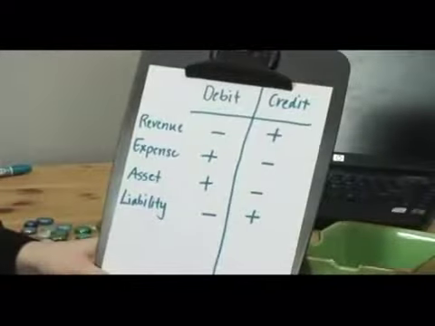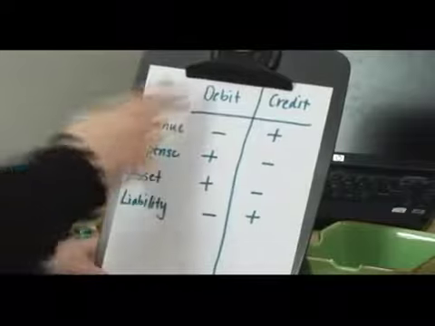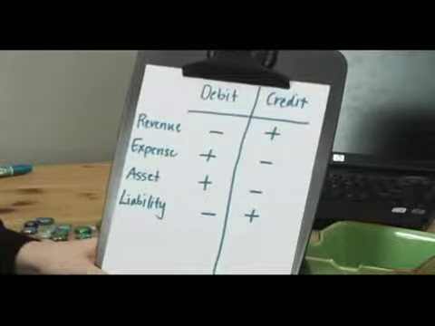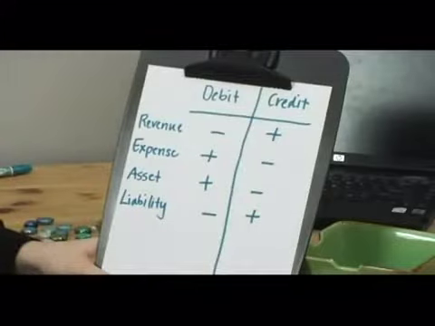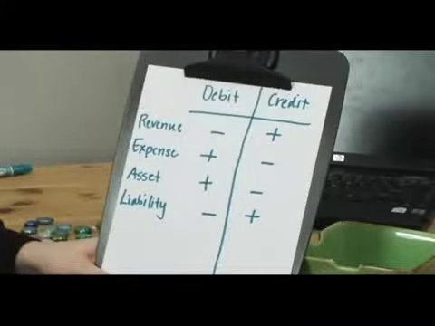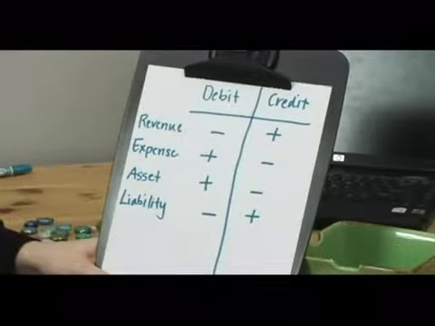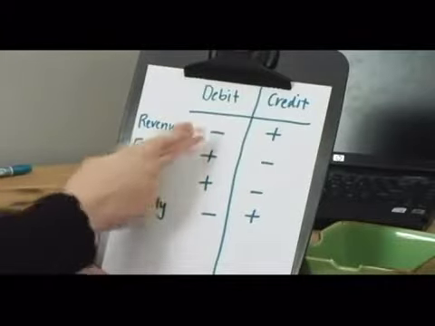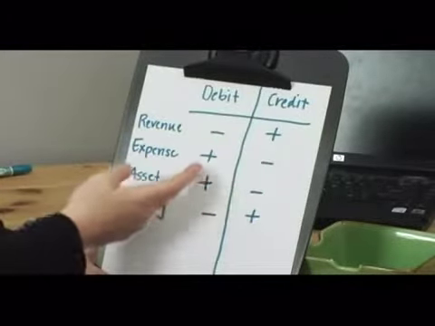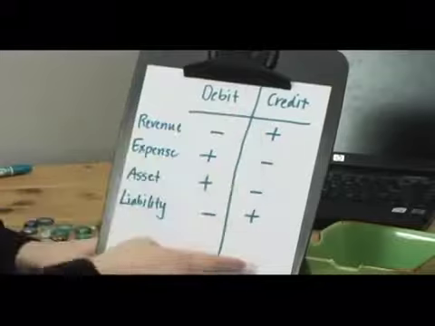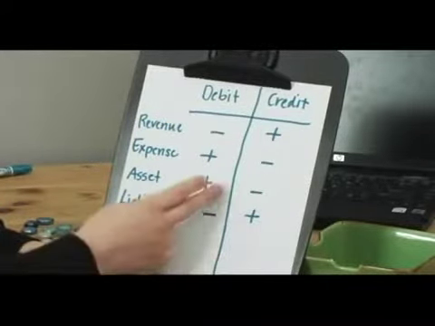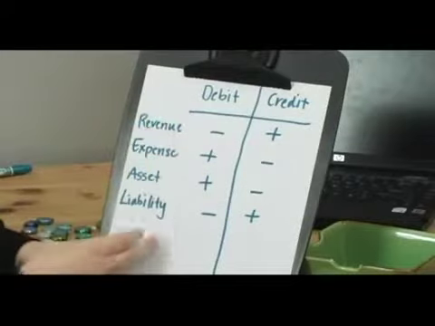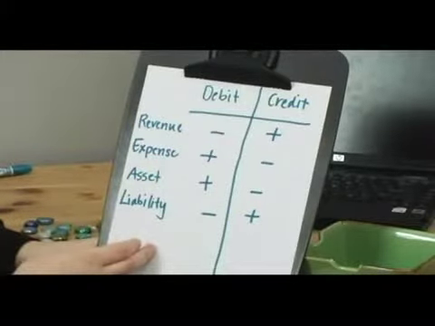So the definition of a debit is simply the left side of your general ledger, and a credit is simply the right side of your general ledger. There's not really any other way to describe it because, as you can see, a debit is a negative for some accounts and a positive for others, and the same goes for credit. I just wanted to show you how debit and credit works for a few of the main types of accounts.